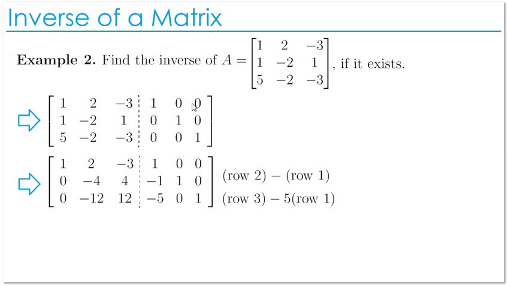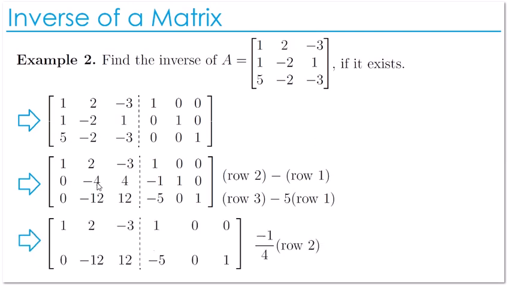Next, the leftmost non-zero entry on row 2 is negative 4. So let's divide the second row by negative 4. We have negative 1/4 times row 2. This will be 0, 1, negative 1. Negative 1 divided by negative 4, we have positive 1/4. 1 will be negative 1/4. 0 will still be 0.